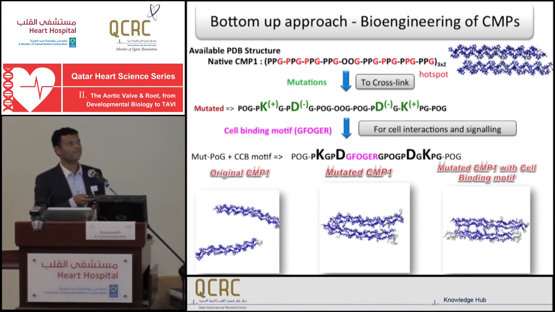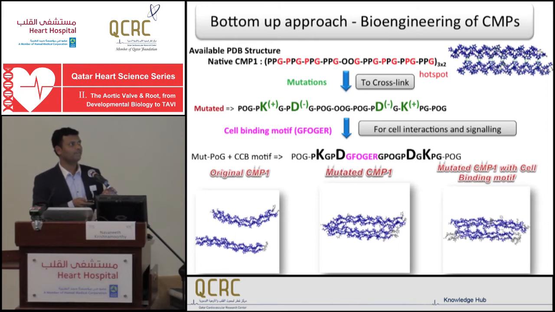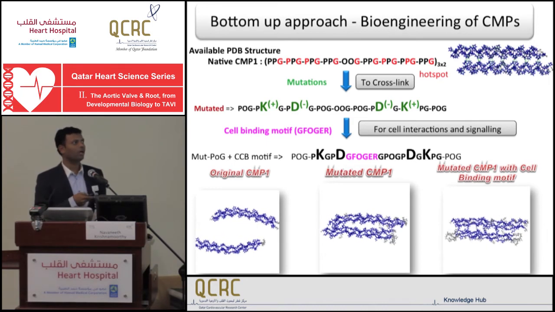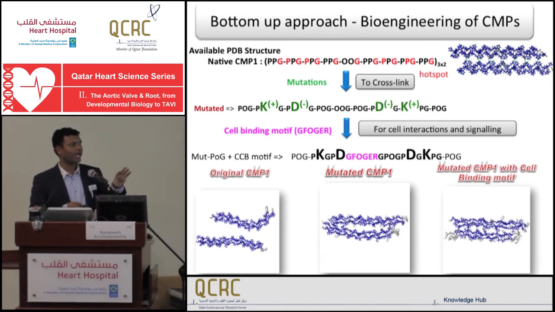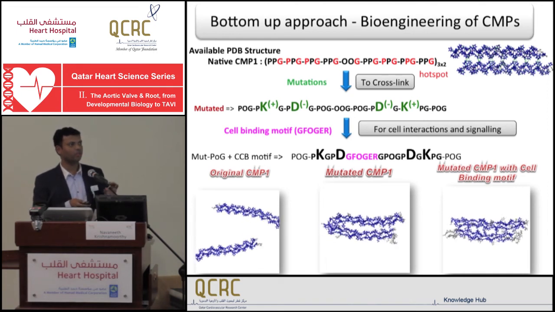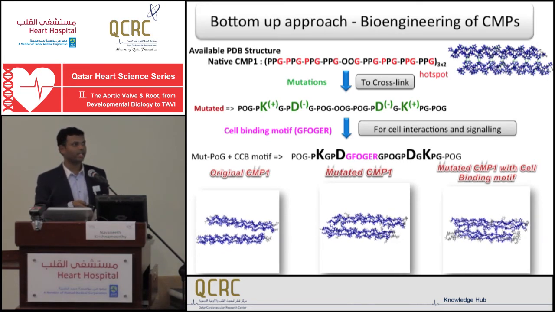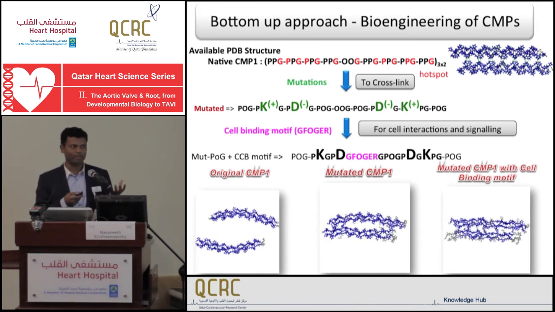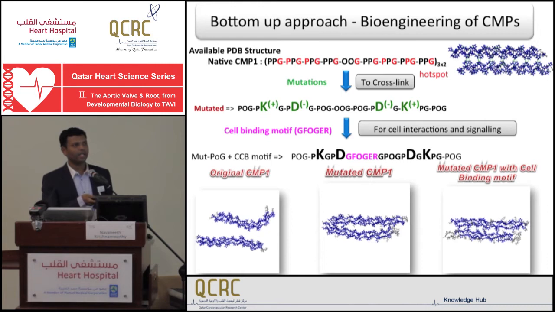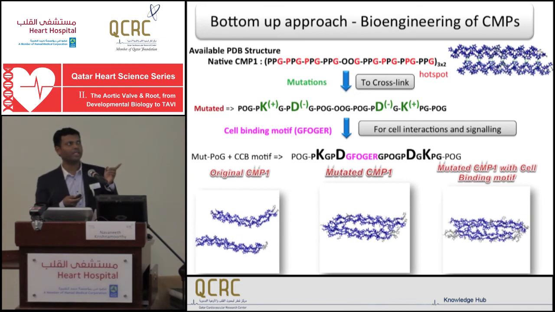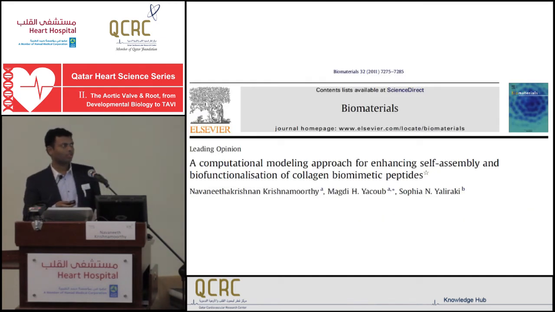So by mutations we introduced changes without affecting the hotspots, and then we introduced the cell binding motif, which can be used for extracellular interactions. After that, you can see that the original peptide has been dissociating, but when we introduce the mutations, they can make interactions by way of hydrogen bonds, and they can stay stable in the particular environment. And if you go with the other binding motif structure, it's also showing that the association is there because of the refinement by introducing mutations. This work was published last year, and it was accepted as a leading opinion in the Journal of Biomaterials.